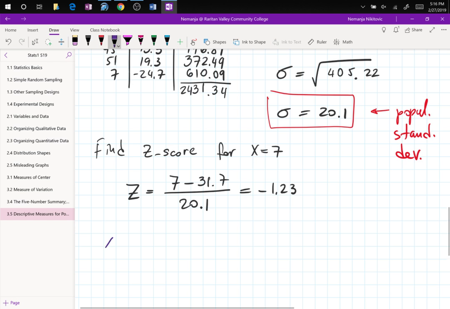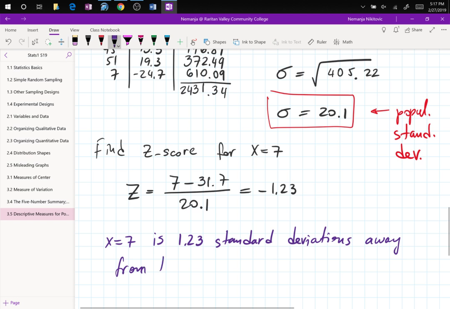So x equals 7 is 1.23 standard deviations away from the mean. That's all it is. Z-score measures how far your observation is from the mean. If that observation was Stephen Hawking, then 4 standard deviations away from the average.